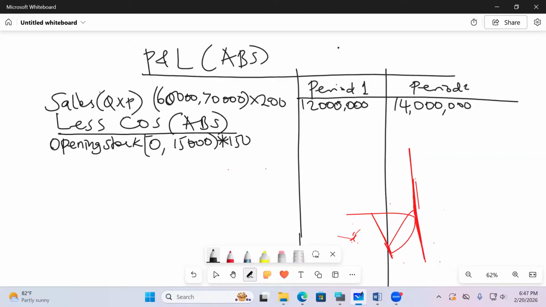So then the first one will be 0, isn't it? 0. And then the second one will be 15,000 times 150, which is 2,250,000. Thank you so much.